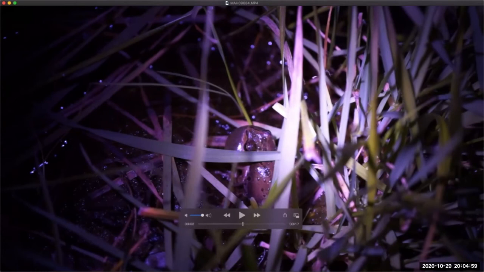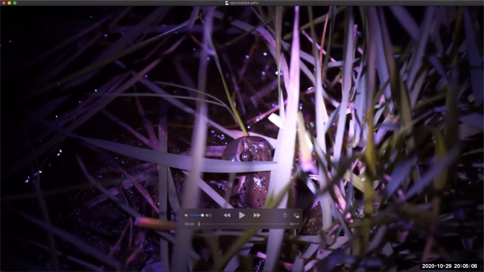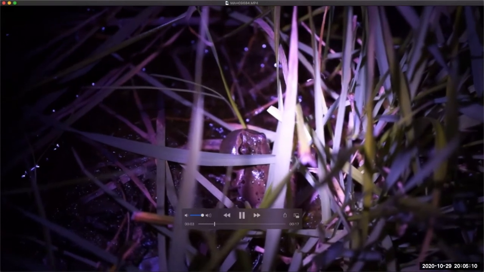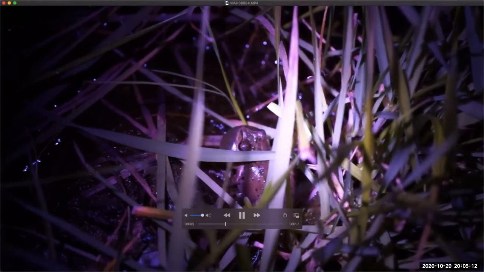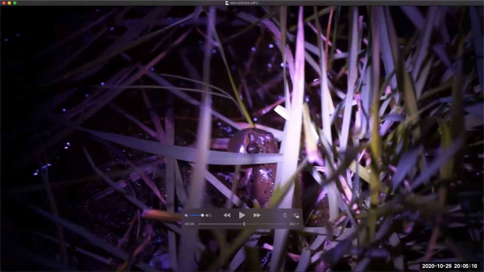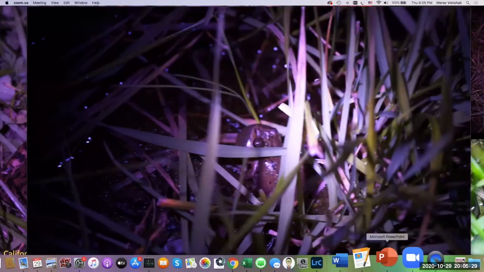So this cute thing is a male Sierran tree frog calling for a female. I'll just play it one more time and then we'll get back to the presentation. I think it's awesome. I hope you enjoyed it too. Okay, now I'll share my presentation. So let's get back here.